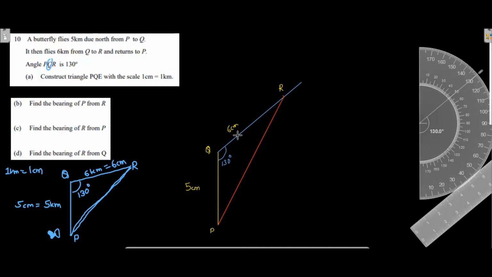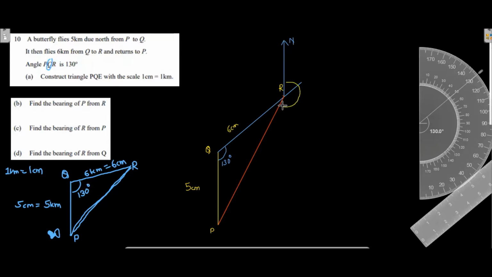Okay, the first question: find the bearing of P from R. From R means the journey starts from R. The letter from which it starts, on that letter we have to draw the north line. That is the first step when you want to find the bearing. So on R you have to draw a north line, which should be perpendicular. The next step: from the north line, go to the right side in a clockwise direction till you get the line P.